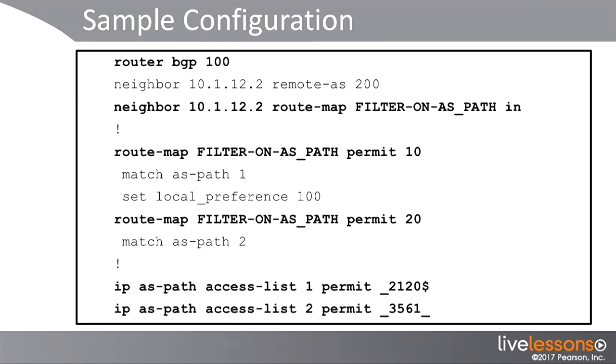And thus, in this filtering configuration, you have configured the filter on neighbor 10.1.12.2, route map filter on AS path, in the inbound direction. So all the prefixes which match the criteria in the permit 10 statement and permit 20 statement will be allowed, and all other prefixes which do not fall under any of these sequences will be denied. This is how you can apply filtering using route maps.